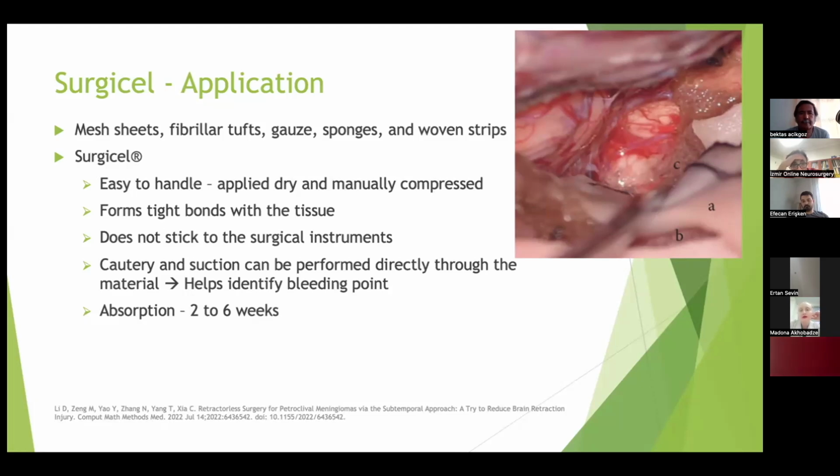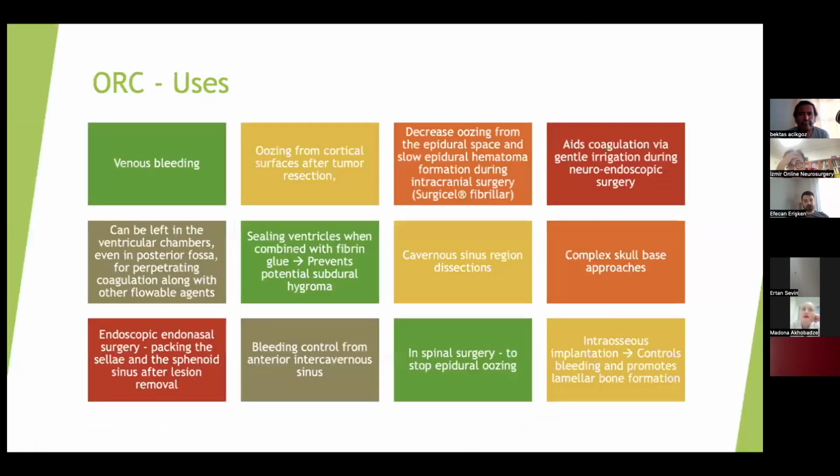And sometimes after applying, if there is a bleeding in which you cannot see the bleeding point very accurately, you can apply Surgicel. I am talking about only minor bleeding. You can apply Surgicel over that area, and you can even apply cautery and suction over the Surgicel. And sometimes even bipolar can also be applied over the Surgicel. And it usually gets absorbed in 2 to 6 weeks' time.